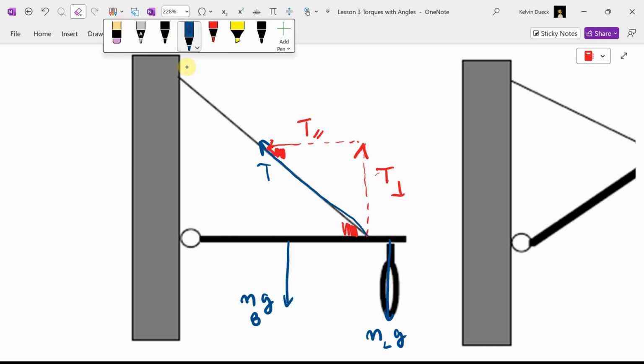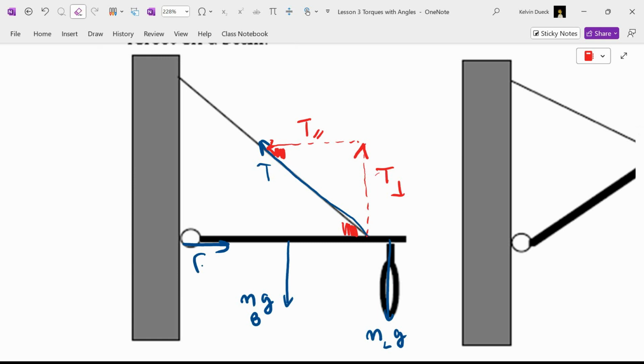The wall is applying a horizontal force this way. I usually just label that Fx because I didn't know what else to call it. It's kind of a normal force, but not really. Usually the normal force is in response to gravity, and this is not being caused by gravity.